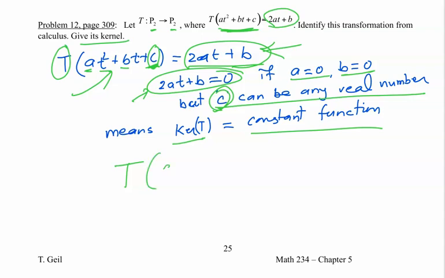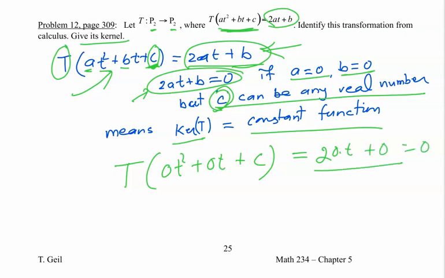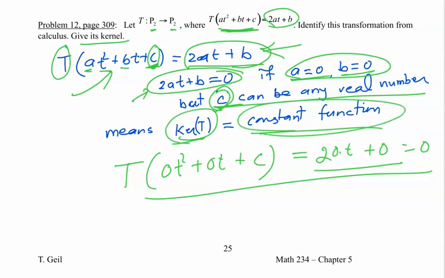Maybe you can think about it like this: 0t squared plus 0t plus constant c, and that makes it 2 times a0 t plus 0. So that makes the whole thing a 0. All right, this is kind of redundant. But anyway, you can see that a and b have to be 0, and c can be any real number. So the kernel of T is just a constant function. That's the answer.